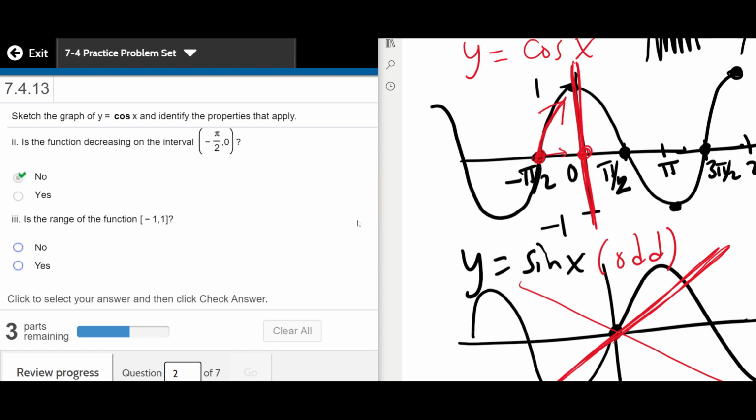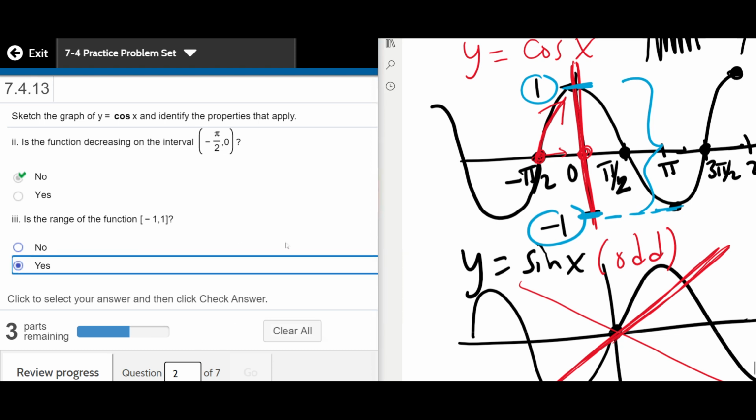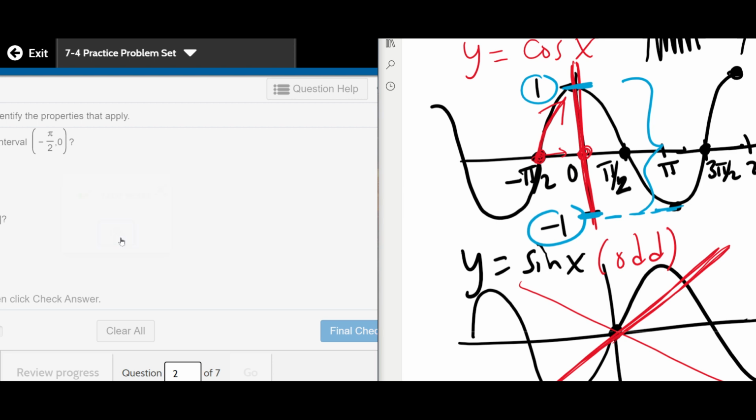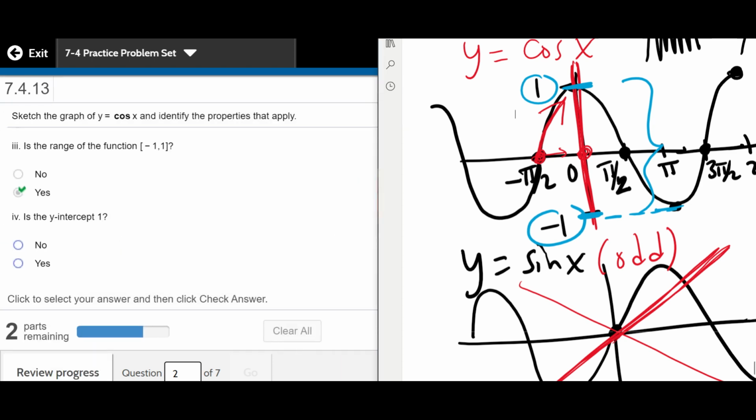The next problem: is the range from negative 1 to 1? The range are the y values. So if you look at the graph, the smallest y value is negative 1, right? And the largest y value is 1. So yes, that is correct. The range is from negative 1 to 1. So yes. Is the y-intercept equal to 1? The y-intercept is where it crosses the y-axis. If you look here, this is where it crosses the y-axis, and it is equal to 1. So yes, that is correct.